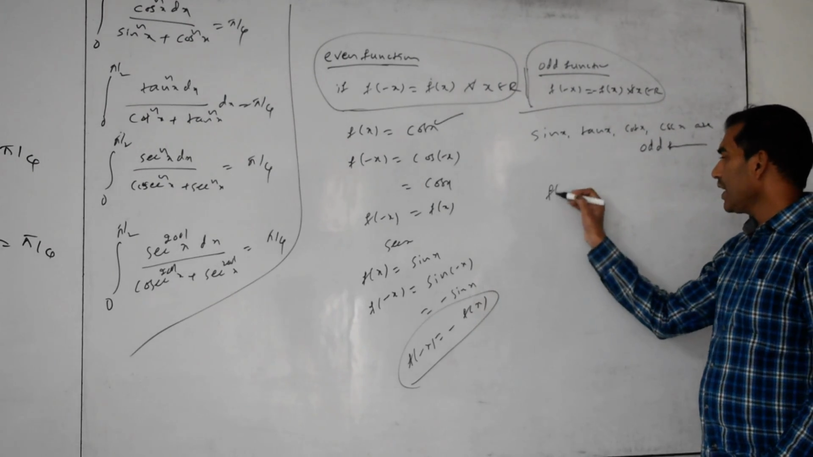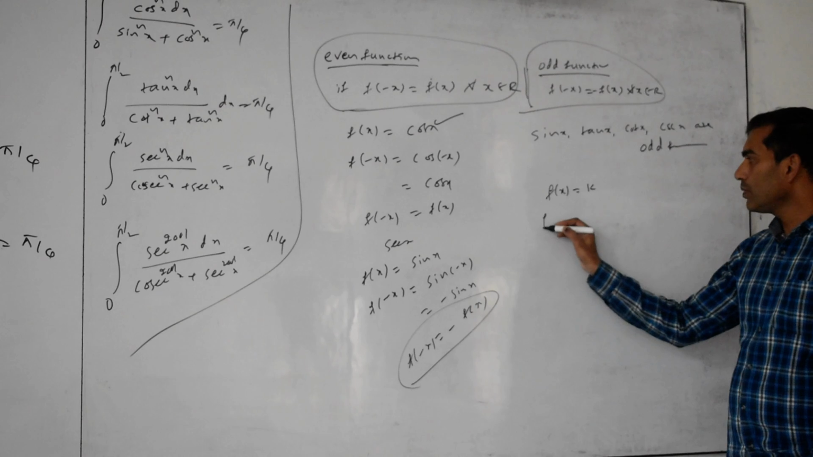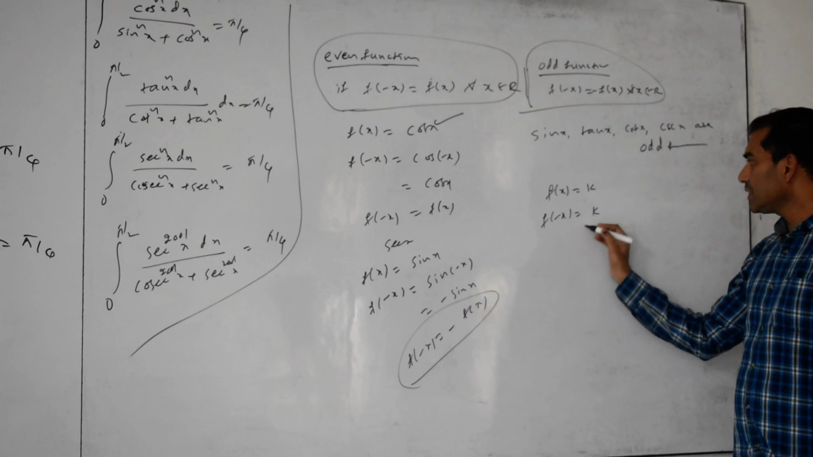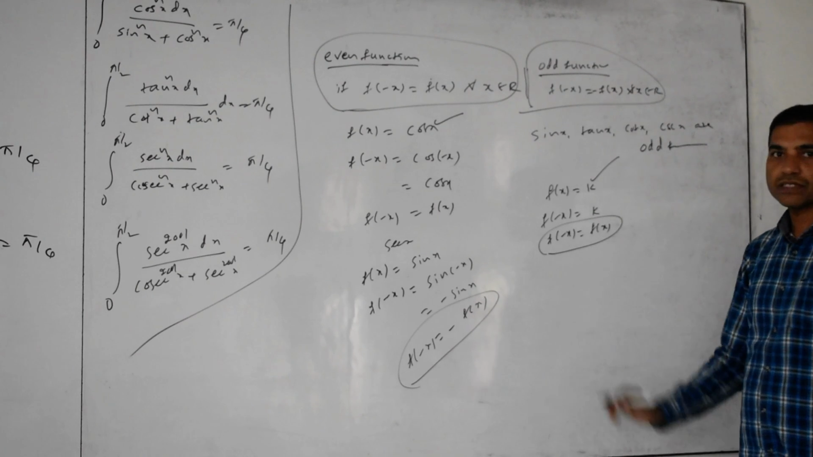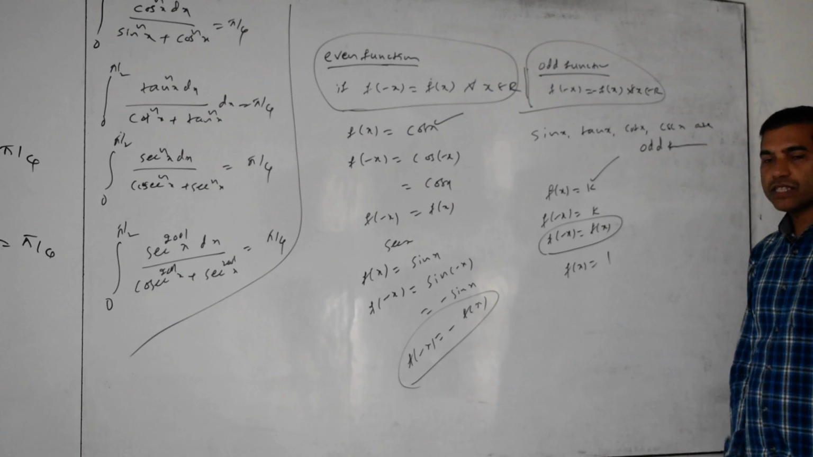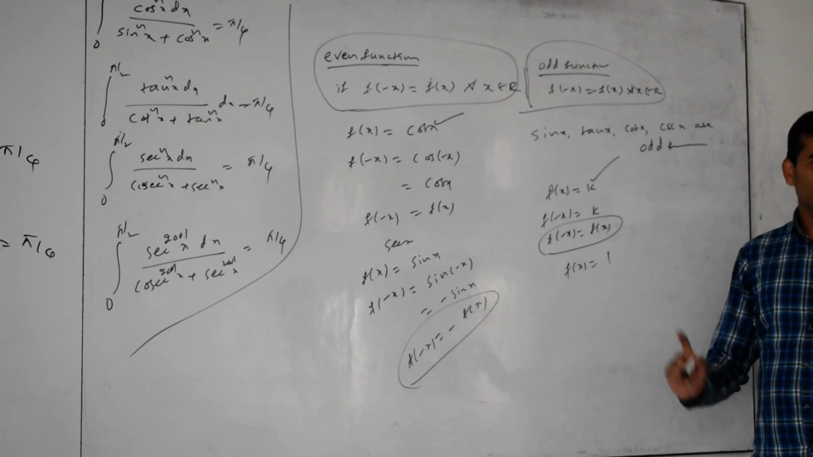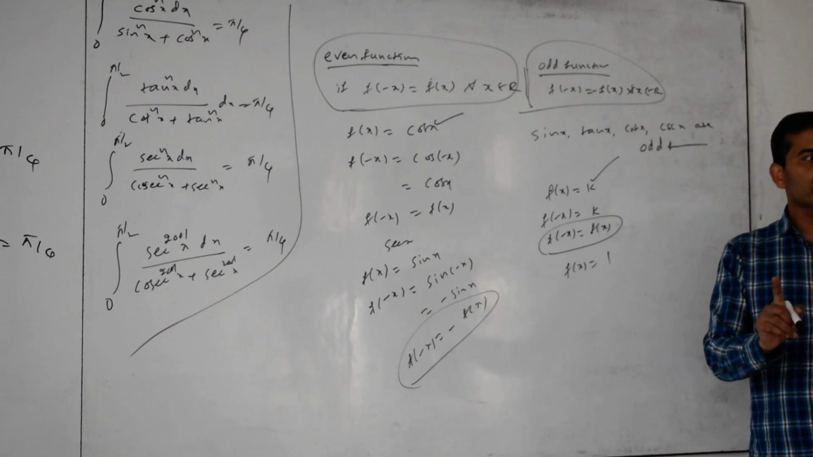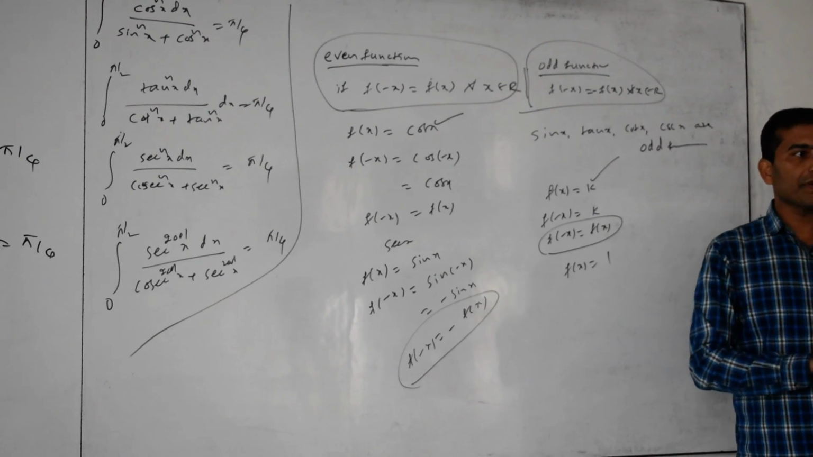What about a constant? f of x equals k. Is it odd or even? Replace x by minus x. f of minus x equals k, which means f of x. So f of minus x equals f of x. Then a constant is an even function. f of x equals 1 is an odd function or an even function? Even. Why? Because it is constant. Don't look at it as 1 being an odd number, f of x equals 1 is an even function. Odd number and even number are different, odd function and even function are different.